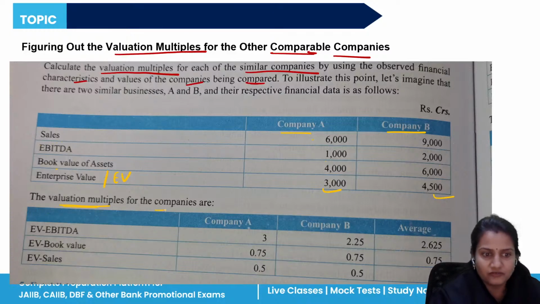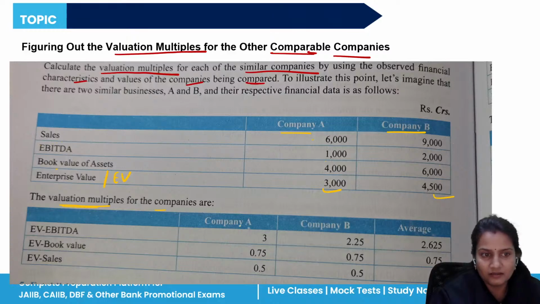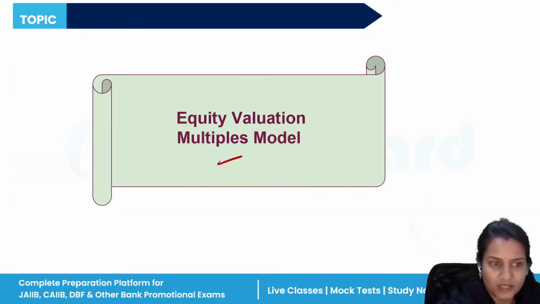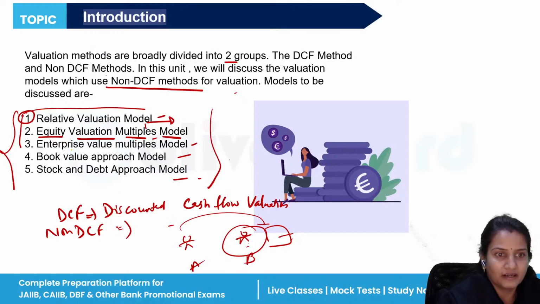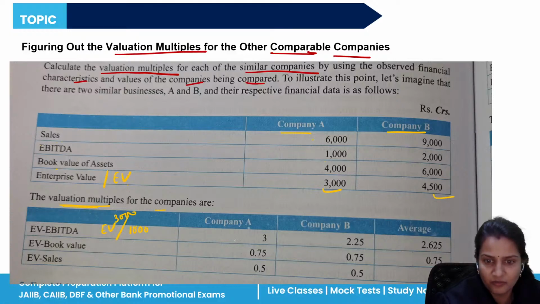Now, the valuation multiple models for a company say that we have to find the multiples of different companies, and accordingly we have to find the value of the company. Now, how to find the value of the company with the enterprise value model? So now we are covering the third one, enterprise value multiples model. See how to find enterprise value of company A upon EBITDA. EBITDA is how much? 1,000. Enterprise value is how much? 3,000. Now 3,000 divided by 1,000 is how much? 3. Correct.